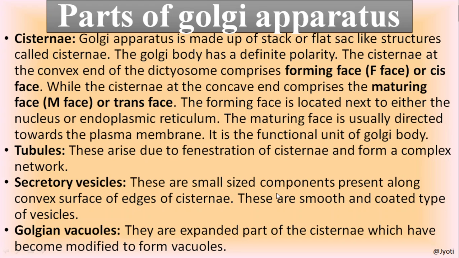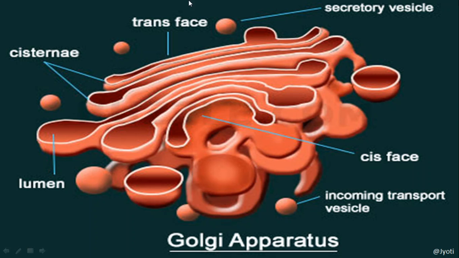The next is secretory vesicles. These are the small-sized components present along the convex surface. Let me once again show you. These are the small vesicles. They are packaged with proteins. They are present towards the convex end of the Golgi complex. So they are the secretory vesicles.